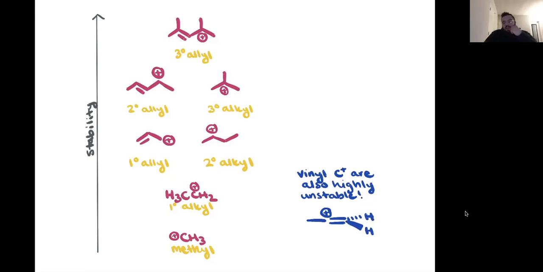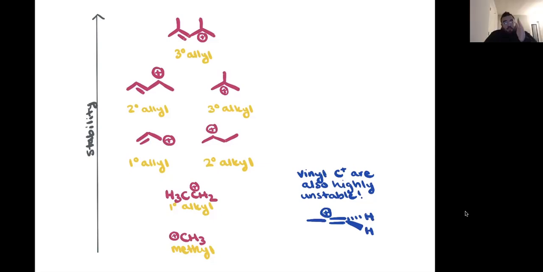Another one is vinyl carbocations, which you see that I've drawn in blue there on the right. You guys know that vinyl carbocations are very highly unstable. What are two reasons that these vinyl carbocations are highly unstable? Someone give me one and someone else can give me the other. There's a positive charge on an electronegative carbon.